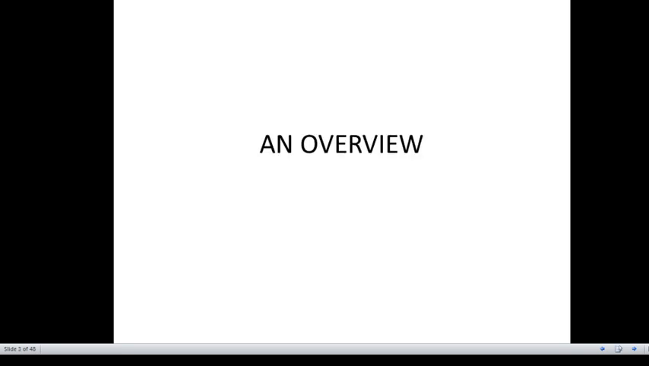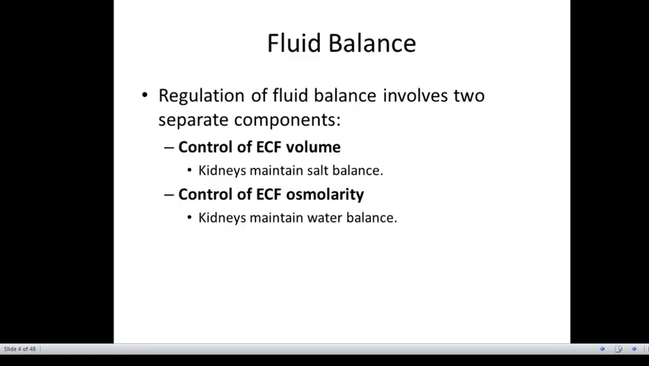Let's have a look at the overview of what we will be studying in these lectures. An extremely important function of kidneys is to maintain fluid and acid-base balance. Regulation of fluid balance involves two separate components: control of extracellular fluid volume, in which the kidneys maintain salt balance, and the control of extracellular fluid osmolarity, in which the kidneys maintain water balance.